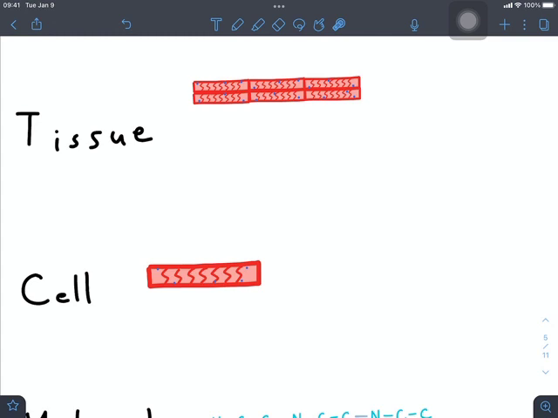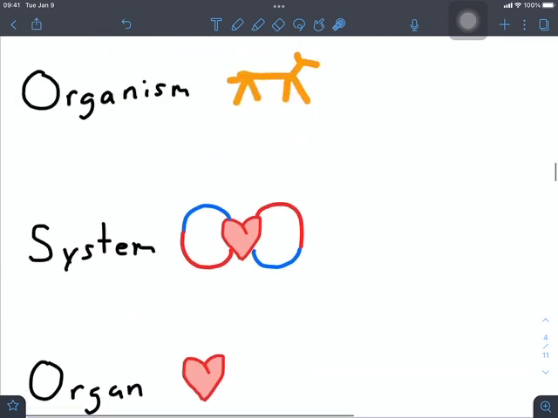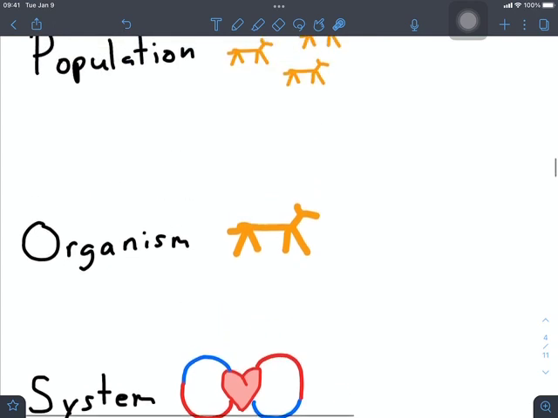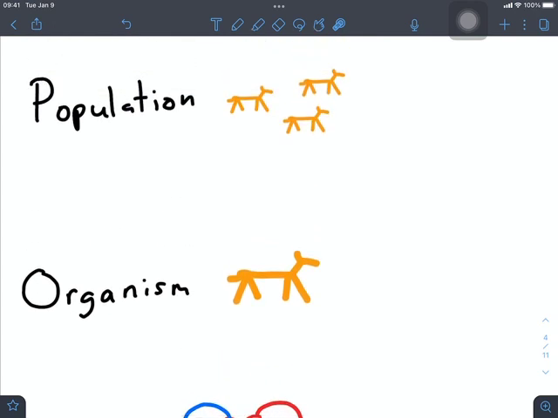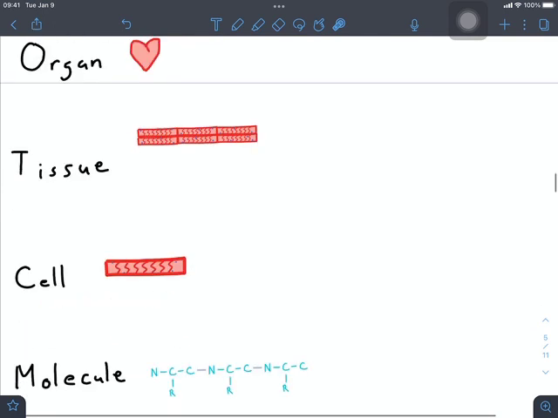Cells can collaborate to form tissues, tissues can collaborate to form organs, organs can collaborate to form organ systems, ultimately organisms, and then those organisms can go on to form populations. But fundamentally, the smallest building block always goes back to our cells.